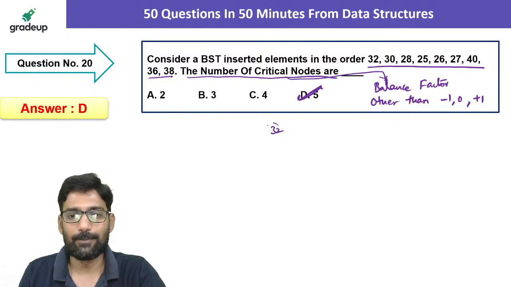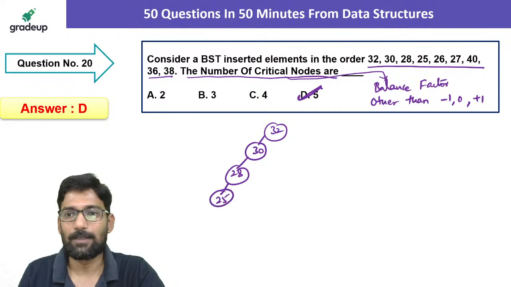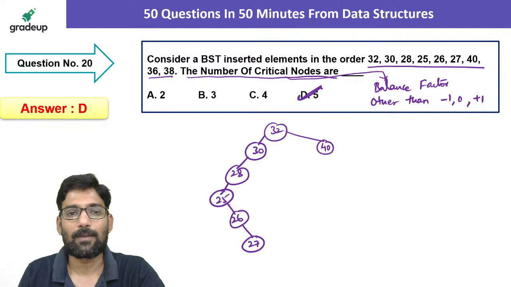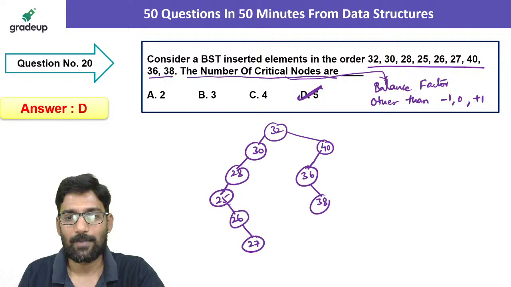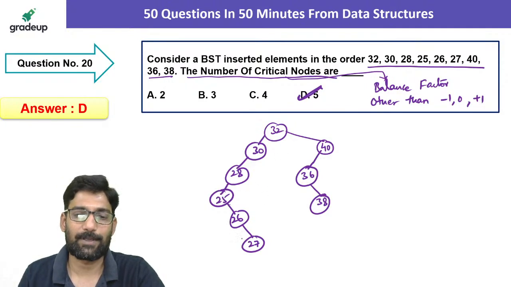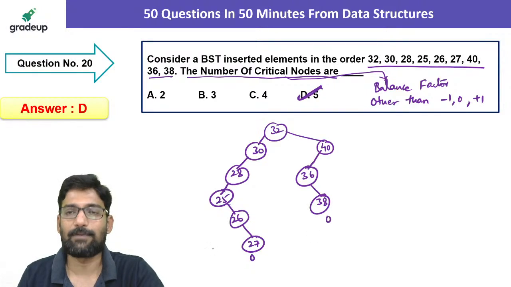So 30 is small, 28 is even small, 25 is even small, 26, 27, 40, 36, 38. Okay. So what is balance factor? Height of left subtree minus height of right subtree. All leaf nodes balance factor will be 0.